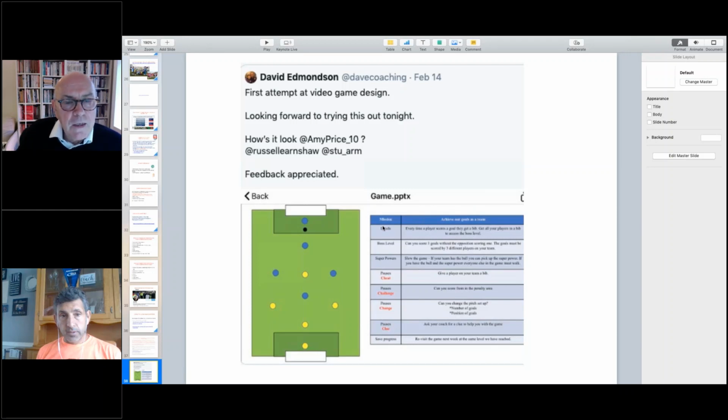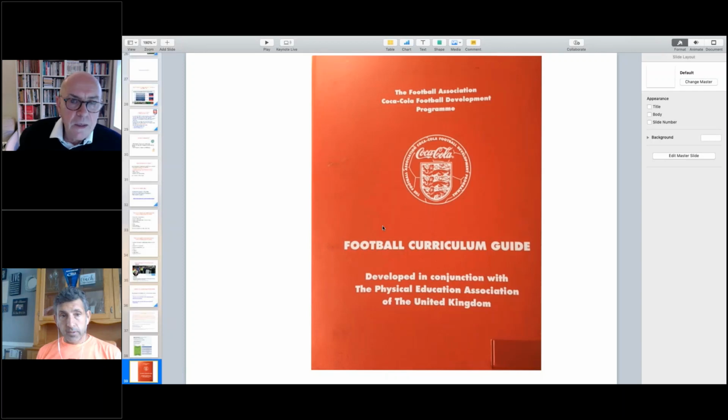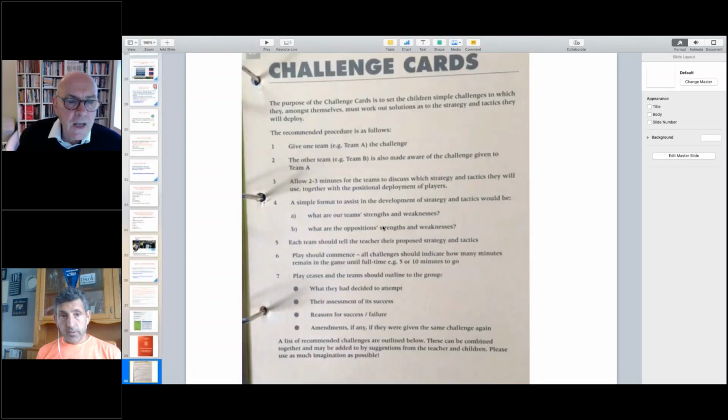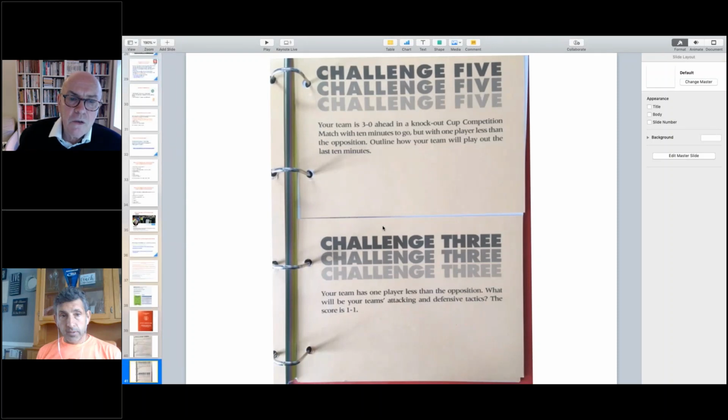To give you an idea, 25 years ago in England, we had the football curriculum guide for schools, which we developed. As part of this, at the back, we had challenge cards where teams were given a card with a certain scenario. Your team is 3-0 ahead in a knockout competition, but you've got one player less. Outline how your team will play. Ask the kids to discuss that.